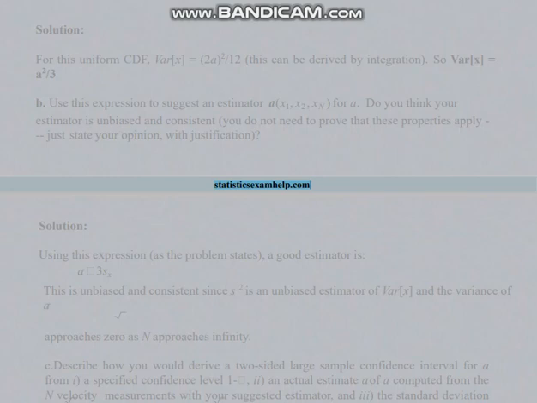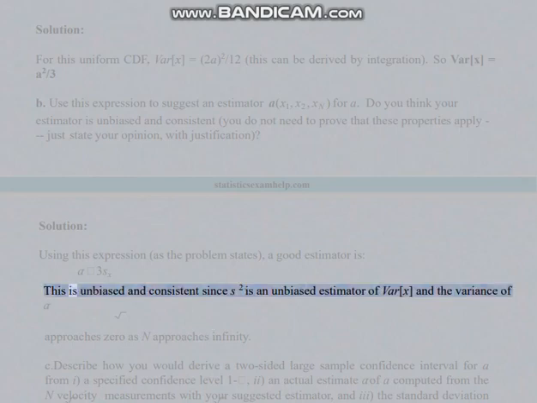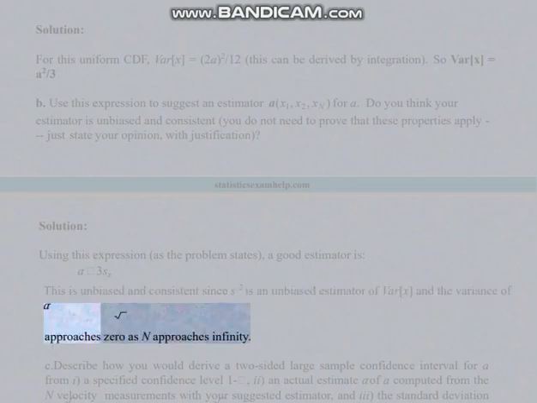This is unbiased and consistent since S squared is an unbiased estimator of Var x, and the variance of a hat approaches 0 as n approaches infinity.